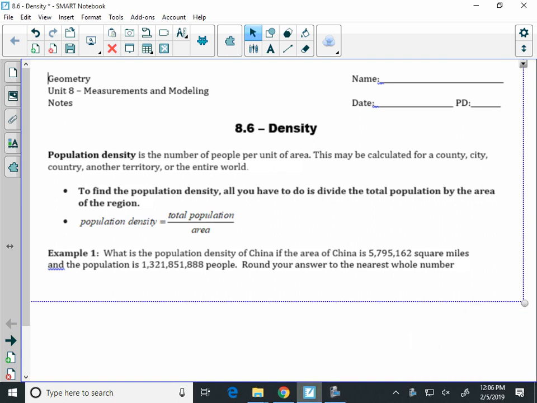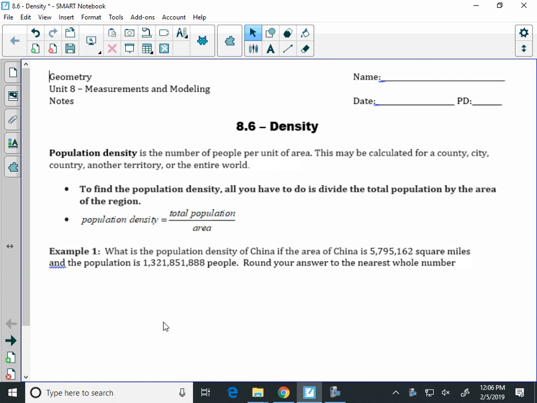Today we're going to talk about population density, which might seem like a geography topic, but it is something they would like us to teach you in geometry, so I'm going to show you some examples.